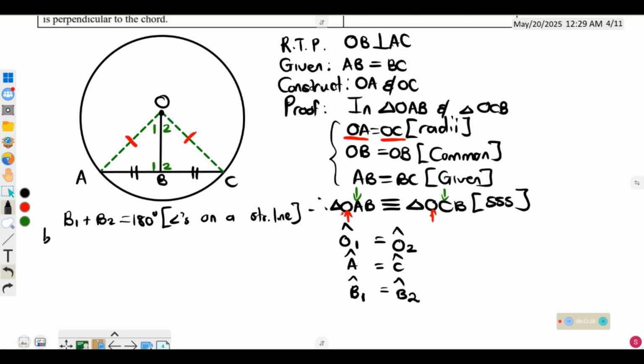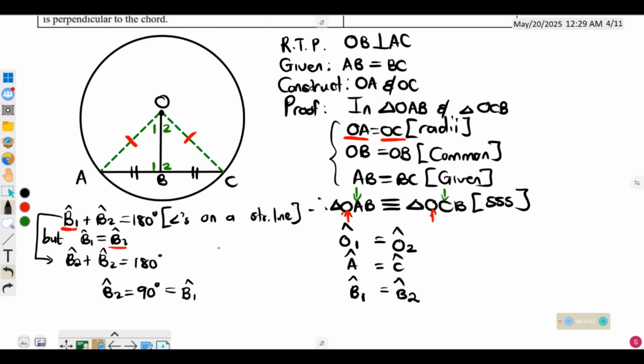Okay, but remember what we just proved. We just proved that B1 is equal to B2. And if B1 is equal to B2, we can just choose one of them, then return it to that statement. Instead of having B1 now, I'm just going to call that B2. So B2, remember this was replaced by that. So it's B2 plus B2, which gives us 180 degrees. As you can see now, it's 2B2. And in fact, B2 should then be equal to 90 degrees, which is equal to B1. And that's exactly what we were trying to prove, that there's a 90 there.